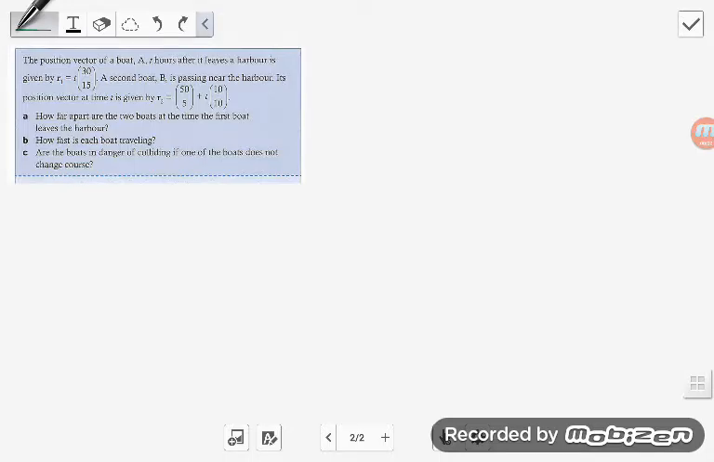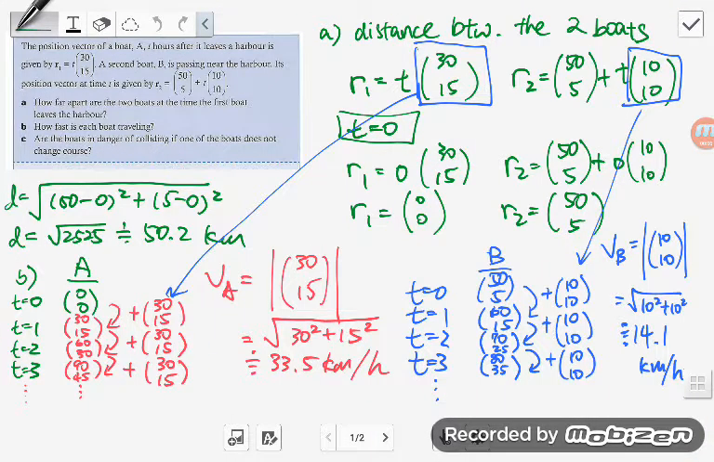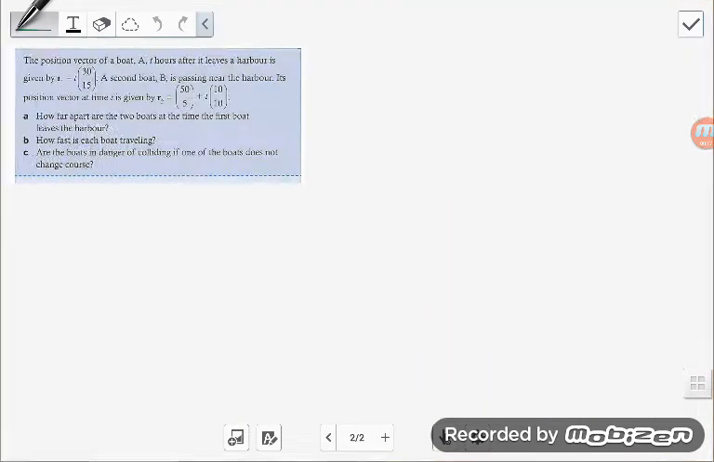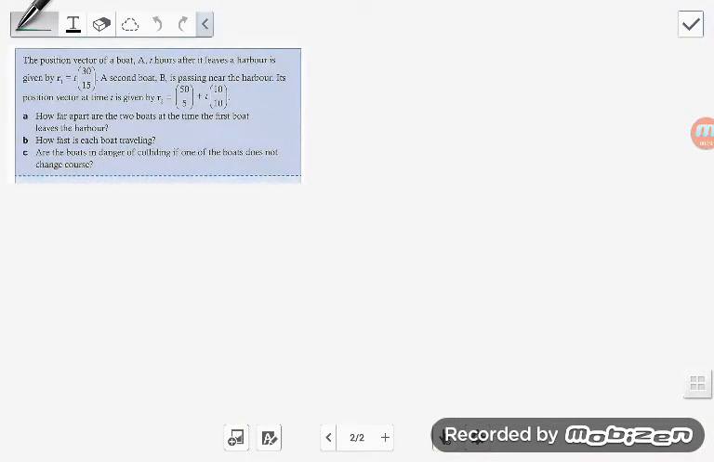All right, hi. So this is a continuation from the previous video, and the example that I'd mentioned in the previous video is about two boats, and we actually did part A and B already. In this video, I'm gonna finish it up with the part C.